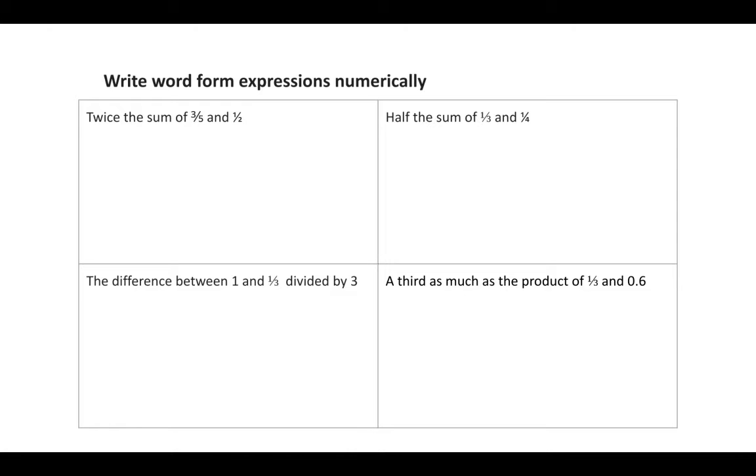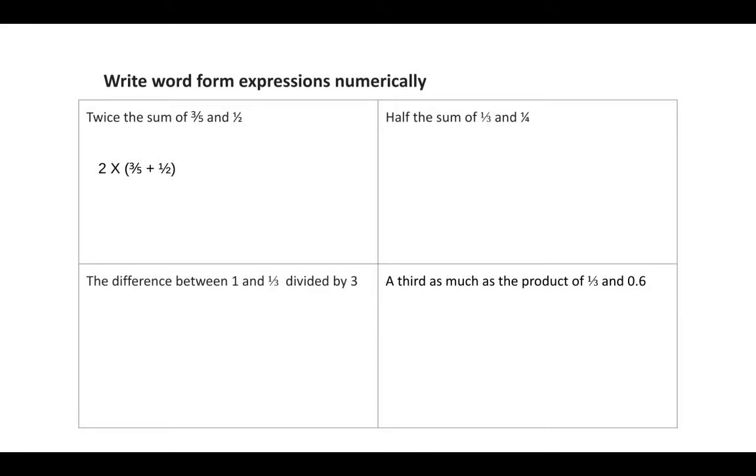So if I'm looking at this first top left box, twice the sum of 3/5 and 1/2, I'm thinking about some math words like twice and sum that tell me what I need to do. Twice tells me that the answer is going to have a 2 times in it, and sum means that I'm going to be adding those two fractions. So the answer to this, when written like a numerical expression, would be 2 times the sum of 3/5 and 1/2.